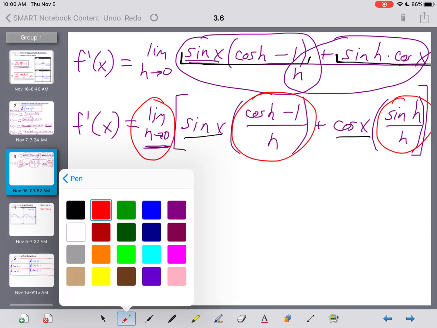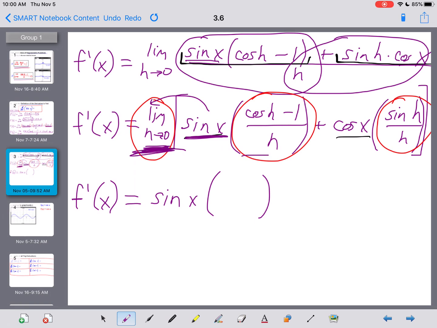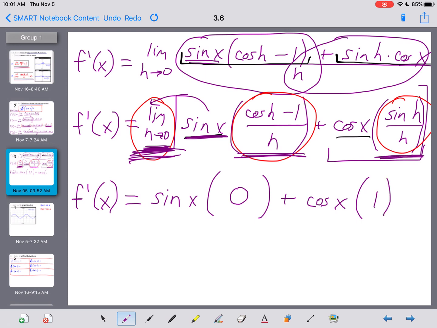Now I'm going to take some liberties here, guys, because I'm already spending more time on this than I need to, but here goes. f prime of x then is going to equal. Remember that this sine of x, because it doesn't contain an h, is essentially a constant that can be pulled out in front. So this is now going to become sine of x multiplied by the limit as h approaches 0 of cosine of h minus 1 over h. And from that first slide, that limit is 0. Plus, now we're doing the limit of this term right here. Well, again, the cosine of x is unaffected by h approaching 0, so I can pull that out in front. And now the limit as h approaches 0 of sine of h over h is equal to 1.